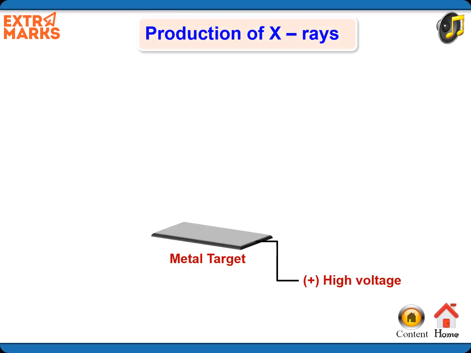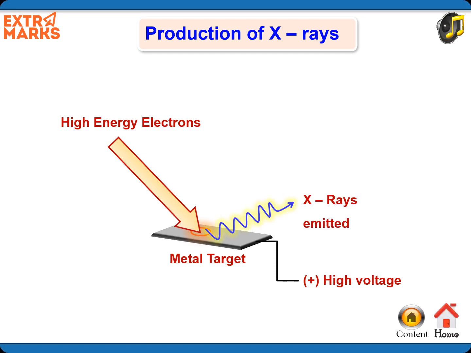X-rays are generated by the excitation of inner shell electrons of an atom. They are generated due to the rapid deceleration of fast-moving electrons on a metal target of high atomic number.